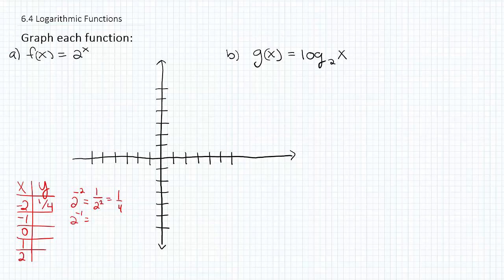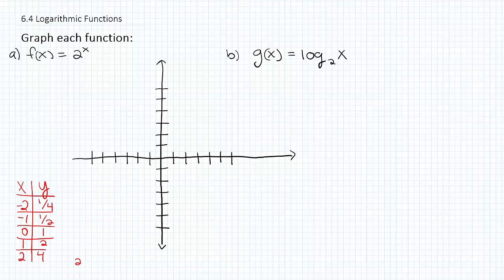2 to the -1 is the same as 1 over 2, which is 1/2. 2 to the 0 is just 1. 2 to the 1 power is 2. And finally, 2 squared is 4. So we'll have 4 there. All right, let's go ahead and plot these points.